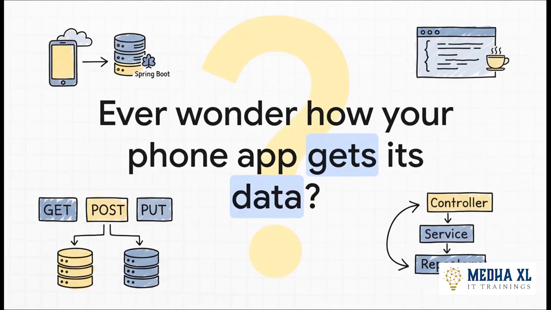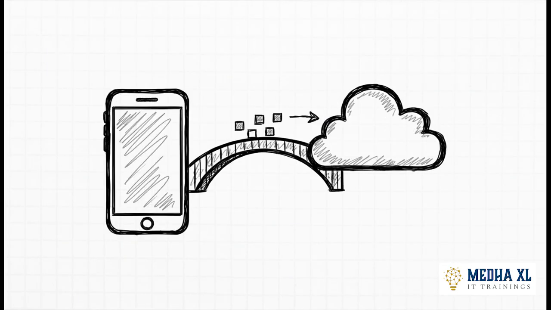I mean, really think about it for a second. When you pull up your weather app or you're scrolling through your social media feed, how does all that information just pop up on your screen? It's not actually stored on your phone, so where does it all come from? And there's the answer. The secret sauce, the magic behind pretty much every modern app, is something called a REST API. It's like this invisible bridge that connects your phone to all the data out there on the internet. And today, we're not just going to talk about it, we're actually going to build one from scratch.